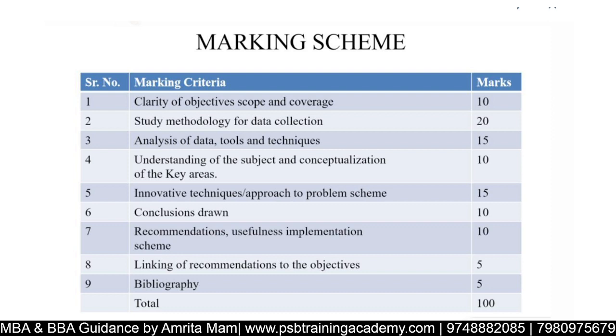In chapter 1, if you are writing the clarity of objective, scope and coverage, you know it carries 10 marks. Once you make it a table of contents, you need to write the serial number, the contents, and the page number. So now if you know this is the table of contents, you know this will be chapter 1, chapter 2, chapter 3, and accordingly you can proceed.